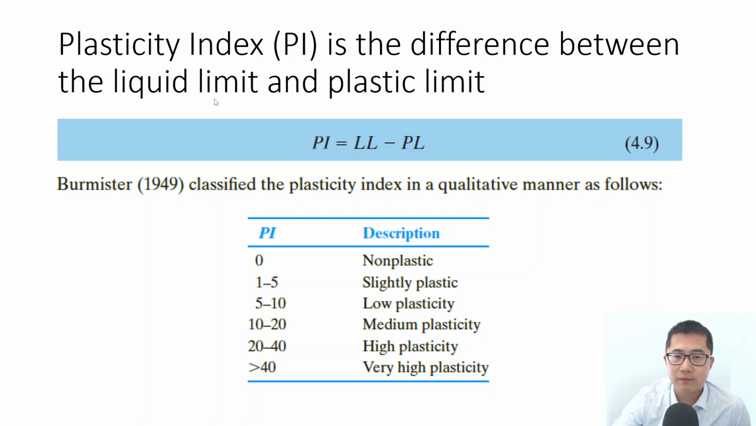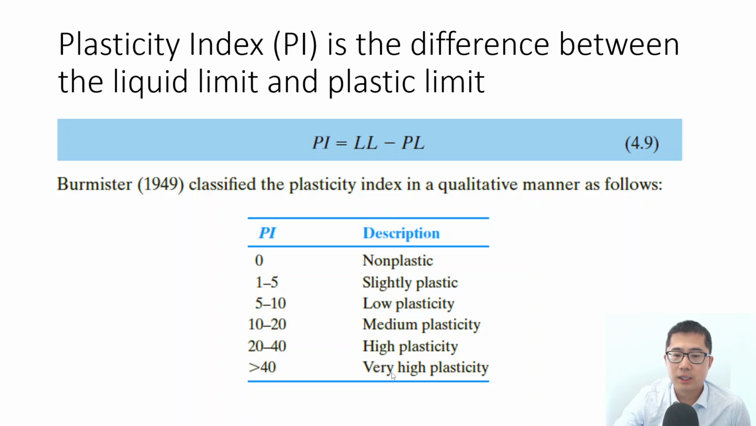So with 45 and 35, your PI will be 10. That's, again, a little bit inconsistent, but hopefully that will be something you'll get used to pretty quickly. And based on the PI number, we can define whether the soil is non-plastic. Basically, if your PI is 0, it's non-plastic, all the way to over 40.